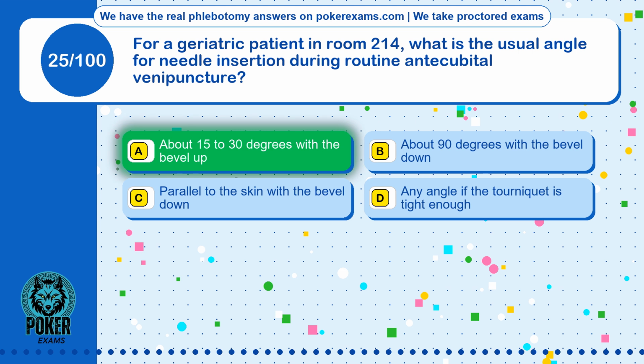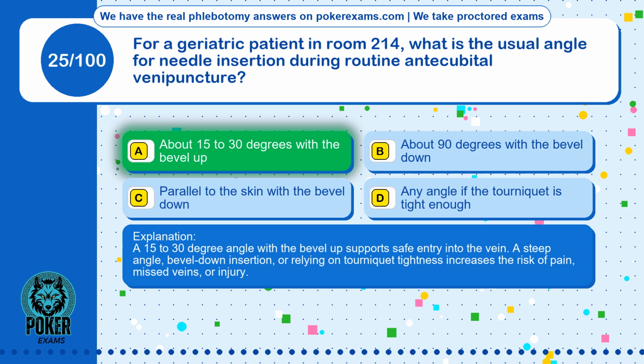The correct answer is option A. About 15 to 30 degrees with the bevel up. A 15 to 30 degree angle with the bevel up supports safe entry into the vein. A steep angle, bevel down insertion, or relying on tourniquet tightness increases the risk of pain, missed veins, or injury.